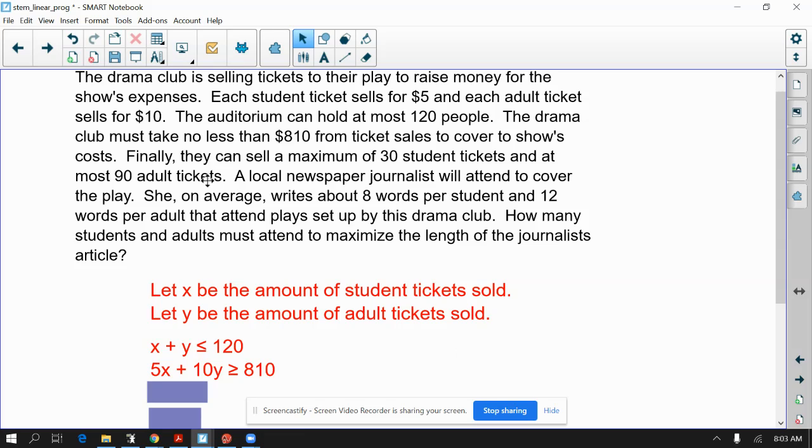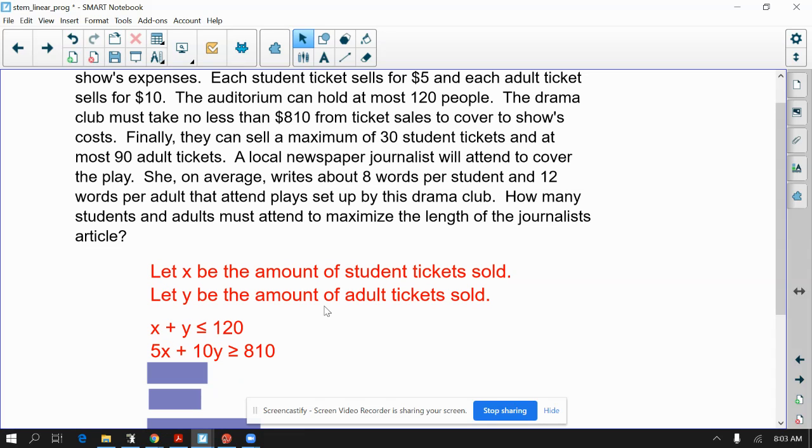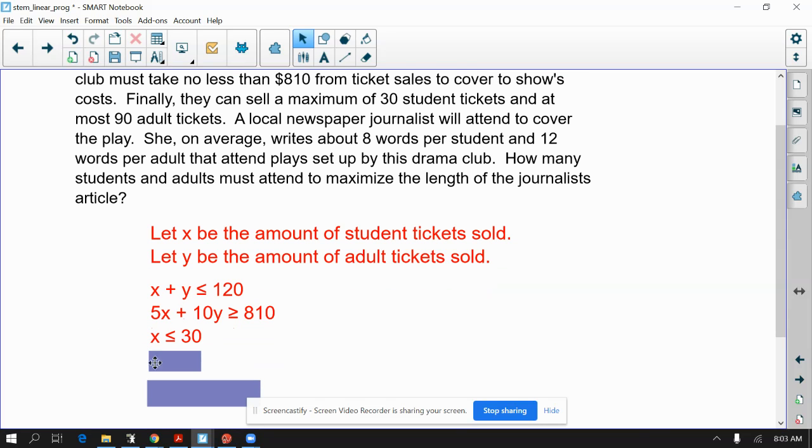Our third constraint occurs in this sentence. They can sell a maximum of 30 student tickets. So X, remember, represents all the student tickets. X can't be 1,000 because the maximum is 30. So X has to stay under 30, or it could equal 30. And then the adult tickets, at most 90 adult tickets. So that's, again, Y is less than or equal to 90.